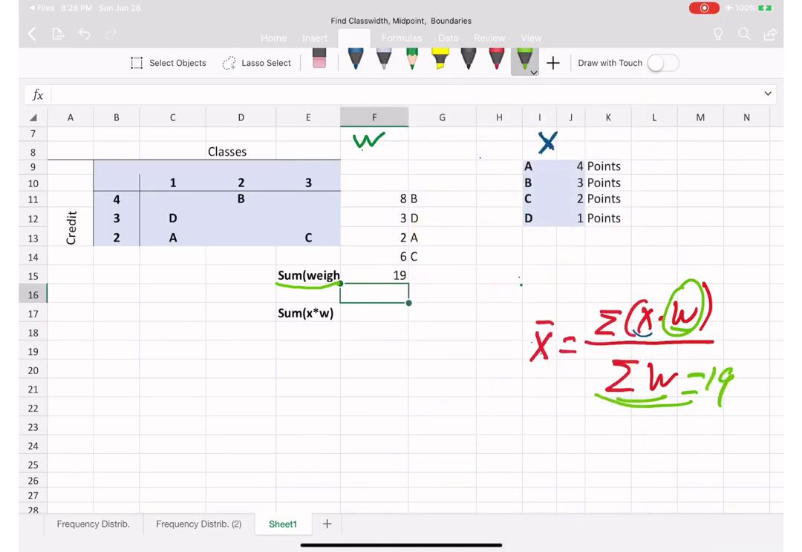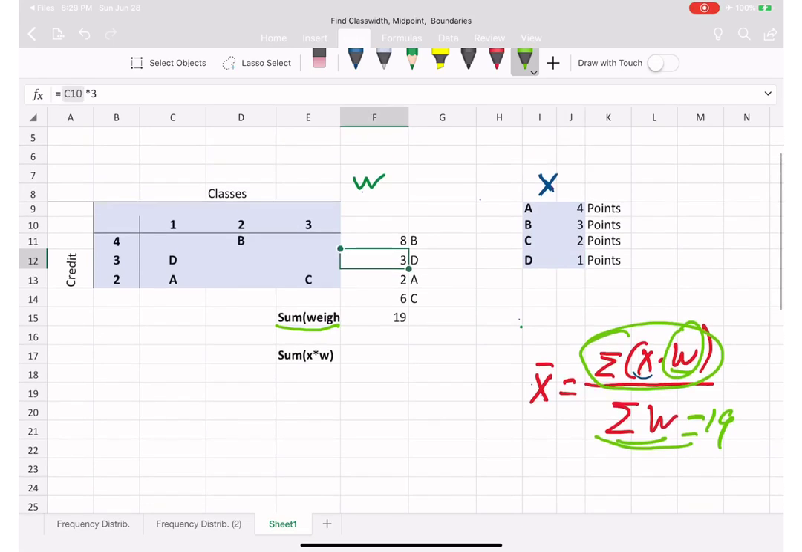Now, to find sum of x times w, what do we need to do? We are going to take the point of every single grade and multiply by its w accordingly. Let's say A for point, we need to multiply by 2 because weight for A is 2. And B is 3 points, he collected total 8 based on weight. C is 2 points, collected 6. And D is 1 point, collected 3.